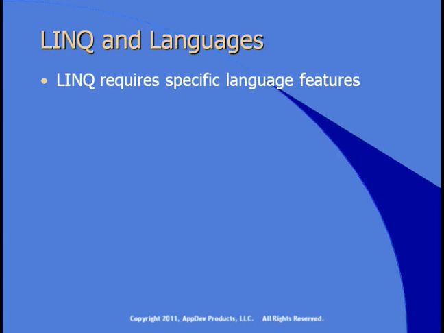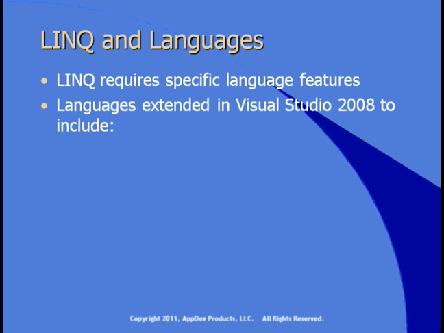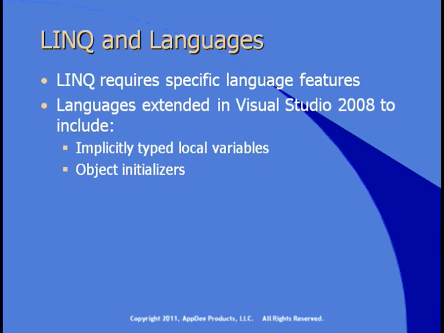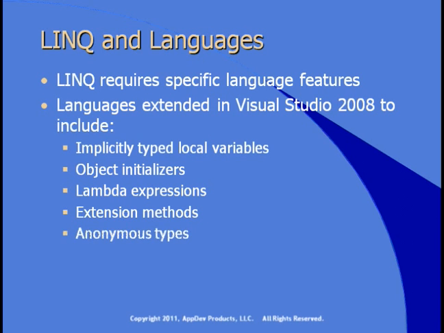In order to make LINQ work, they have to have specific language features that enable the dynamic nature of LINQ queries. In Visual Studio 2008, both Visual Basic and C# were extended to include the following features: implicitly typed local variables, object initializers, lambda expressions, extension methods, and anonymous types.